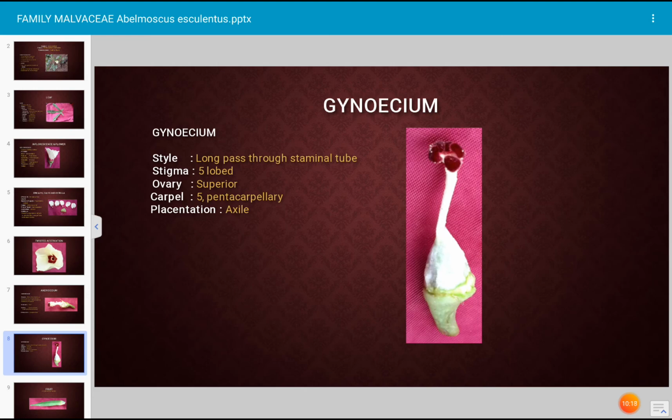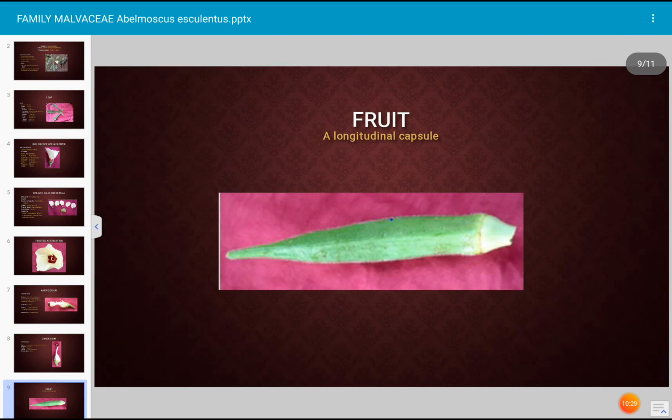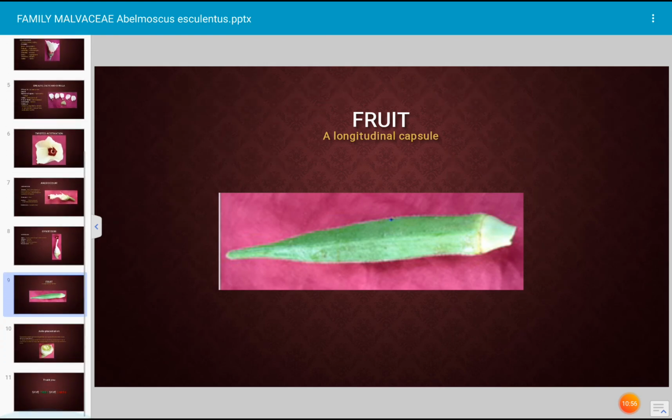Okay, placentation means attachment of the ovule to the ovary wall. Placentation is axile. Okay, next, this is a fruit which is edible, and mostly the tender fruits are eaten as vegetable, and it is a longitudinal capsule. Whenever it naturally dries up, it splits open into 5 walls because it has a pentacarpellary ovary. 5 walls are opened and the seeds are released. Okay, this is a longitudinal capsule.